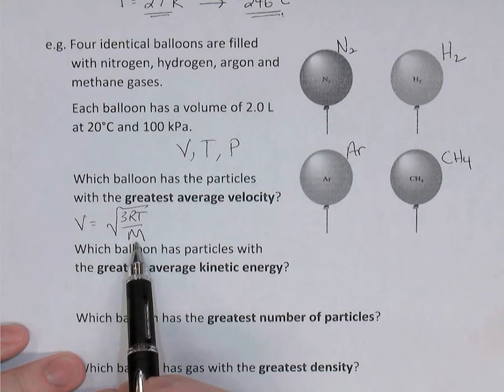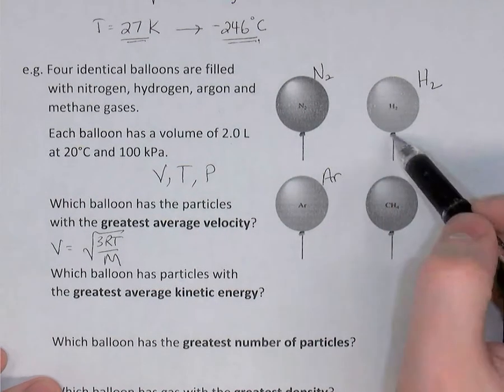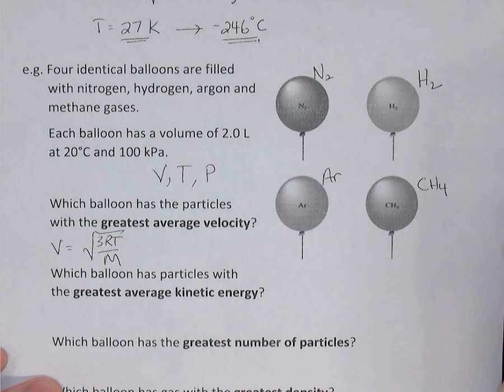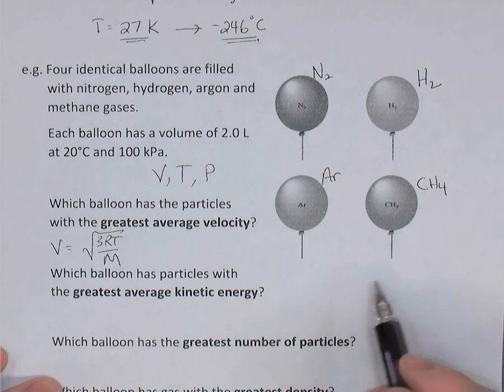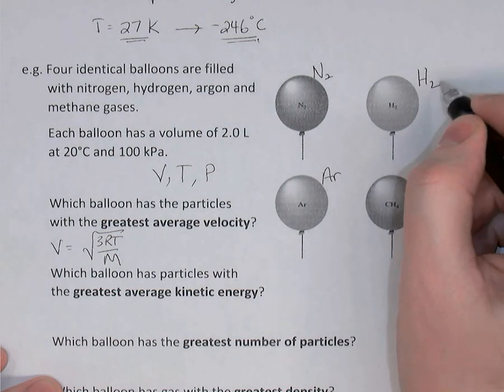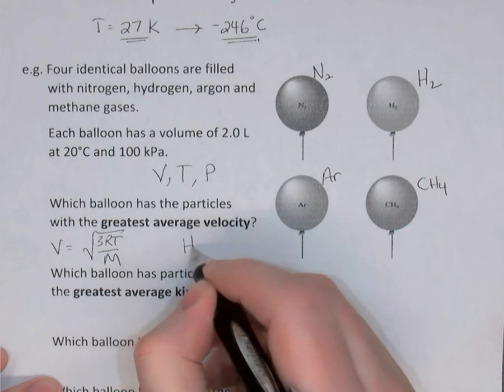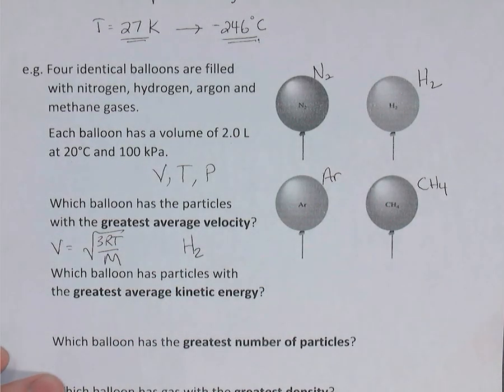molar mass is smallest. So looking at those four choices, nitrogen's molar mass is 28 grams per mole, 2 times 14. Hydrogen is 2 grams per mole. Argon, I don't recall, but it's larger than that. And methane is about 16 grams per mole. So of those choices, hydrogen is the one with the smallest molar mass, therefore it's the one with the largest velocity, the greatest velocity.